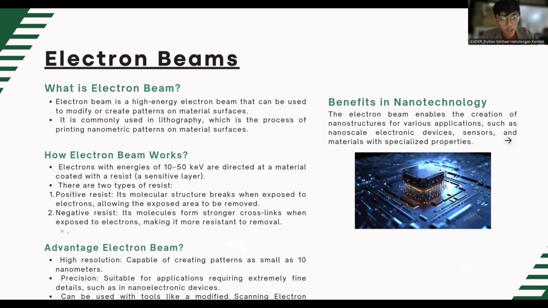Electrons with the energy of 10 until 50 keV are directed at material coated with a resist, or a sensitive layer. There are two types of resist. The first one is positive resist. Its molecular structure breaks when exposed to electrons, allowing the exposed area to be removed. And the second one is negative resist. Its molecules form stronger cross-links when exposed to electrons, making it more resistant to removal.